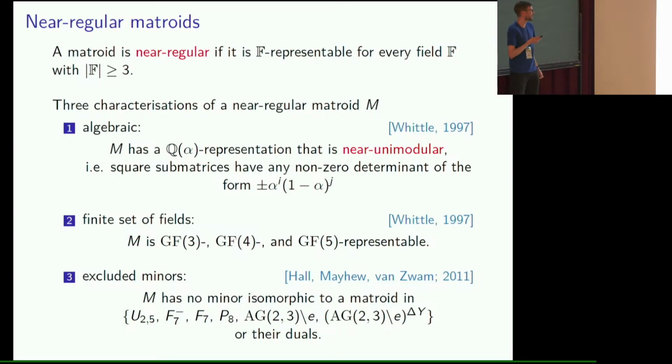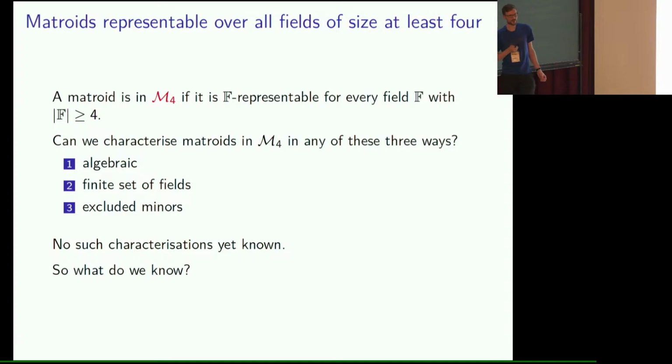So moving on to the focus of this talk, matroids representable over all fields of size at least 4. The question I'm interested in is finding characterizations of these 3 types for this class. And the short answer is that we don't have any such characterization as yet. This is not going to be a talk where I'm giving new characterizations, but instead giving a bit of a status update, talking about what we know towards finding, hopefully, some characterizations of this type, or at least of focusing on the first 2 types here. Okay, so what do we know?